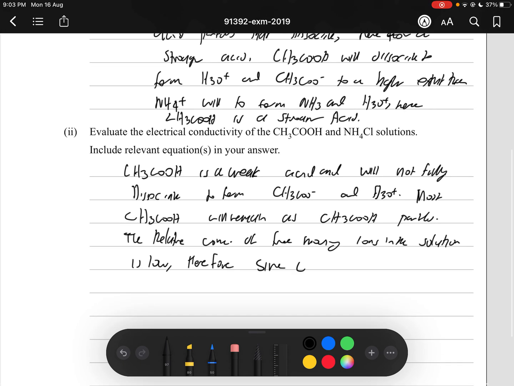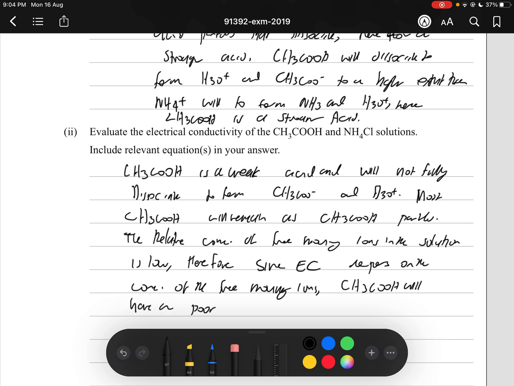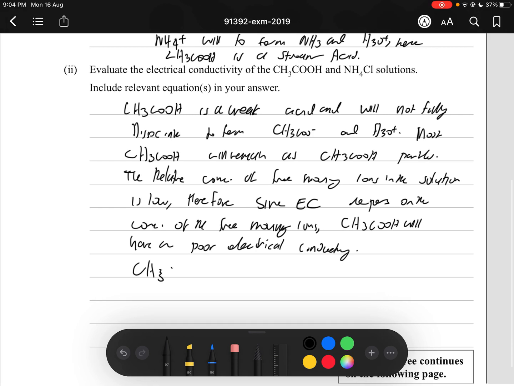Therefore, since electrical conductivity, I'll just abbreviate it as EC, depends on the concentration of the free moving ions, CH3COOH will have a poor EC. And we can write an equation to represent the dissociation of CH3COOH. So we should have water.